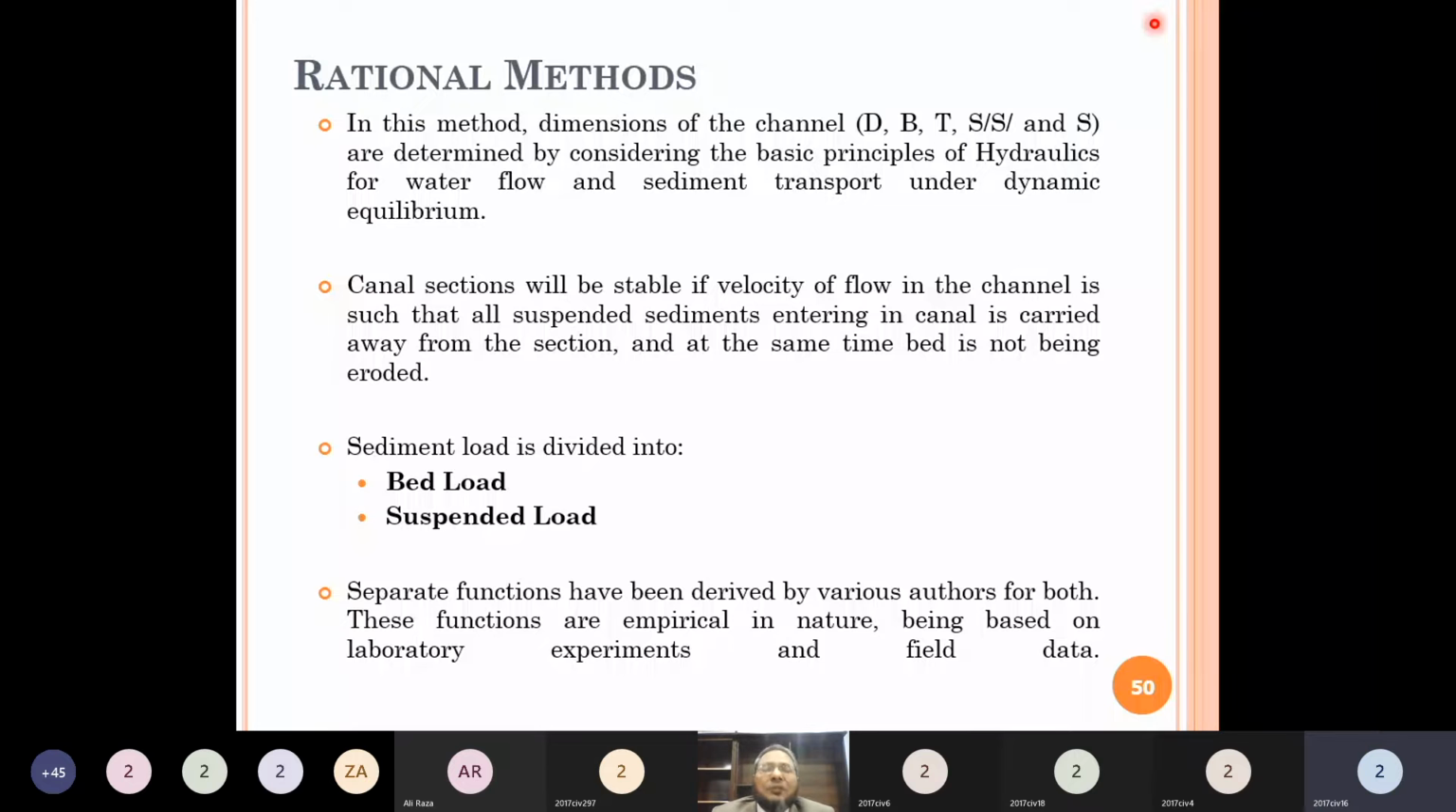Yes, sir. Okay, ये जो side slope है, it depends on what?